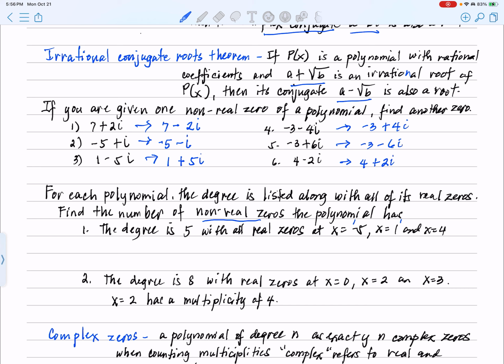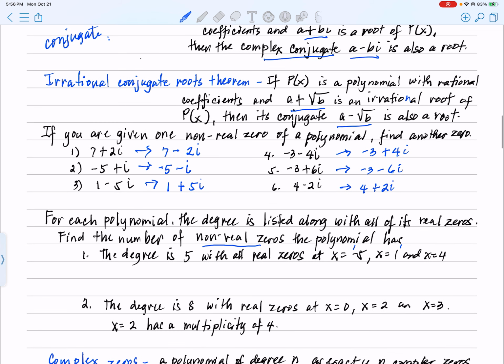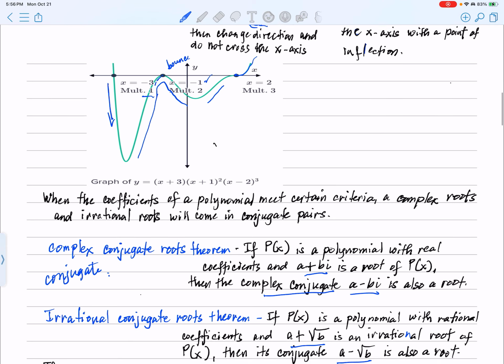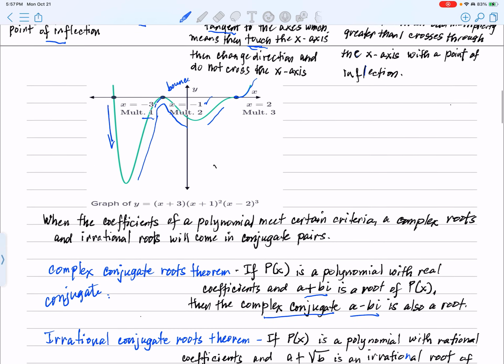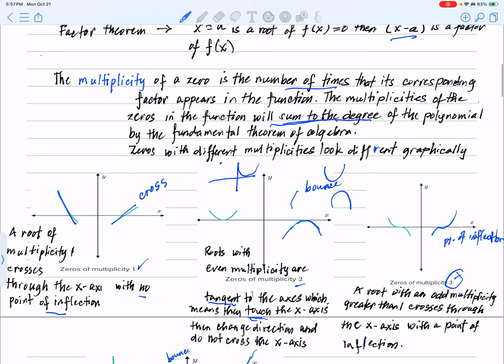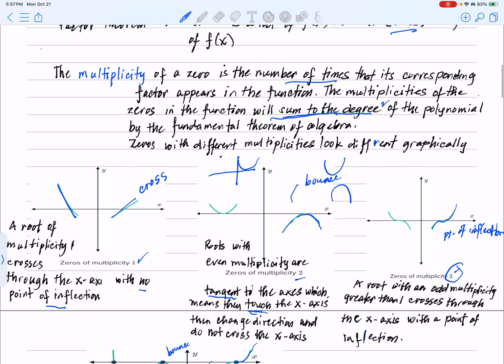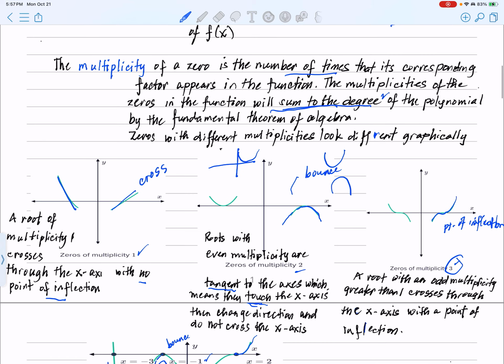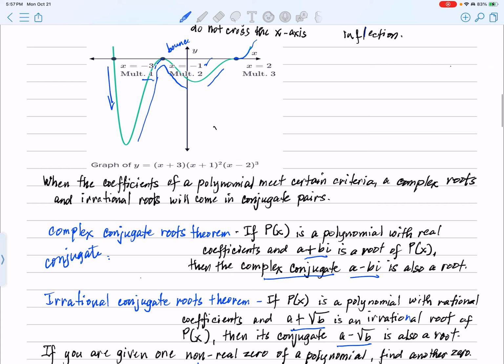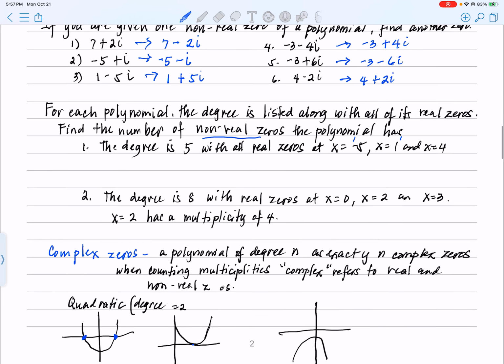So the number of non-real zeros the polynomial has, I want you to go back to this term right here, multiplicity, which says that the sum of the multiplicities equals the degree of the polynomial. This is the fundamental theorem of algebra. So our basis will be the sum to the degree.